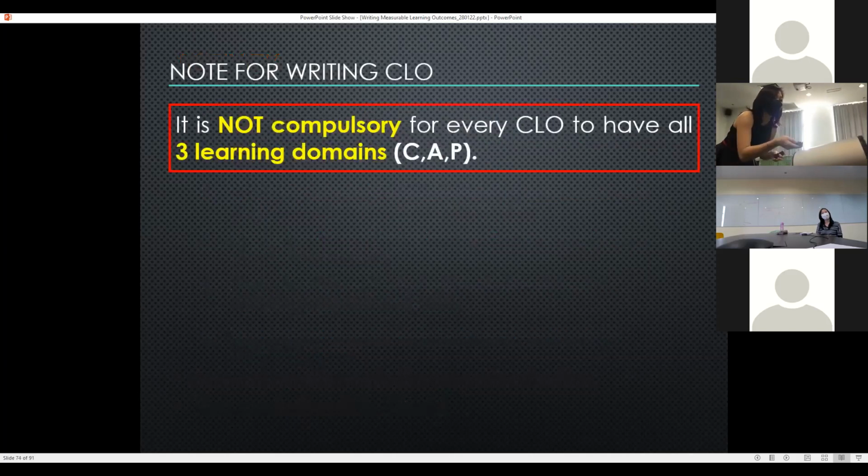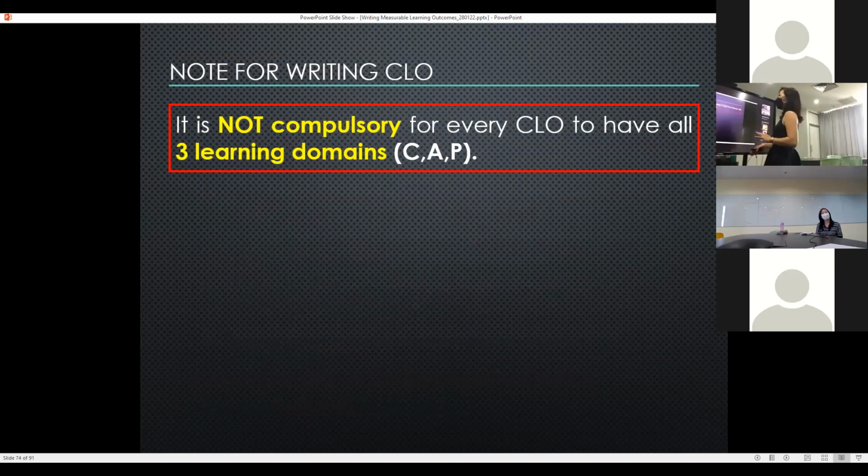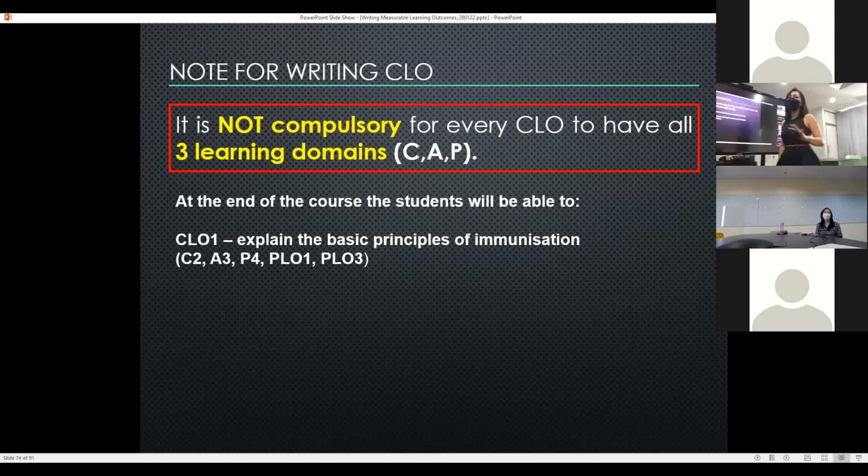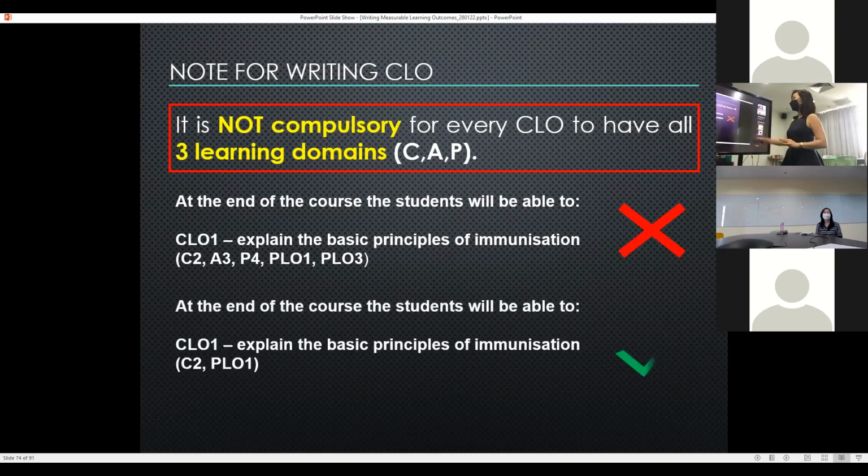So now, just some notes for you before I end the session. Take note that it is not compulsory for every CLO to have three learning domains, like I have mentioned just now. You don't need to put all the domains inside. One domain will do, okay? This is cognitive, referring to Bloom's, and this is matching, aligned to the PLO.